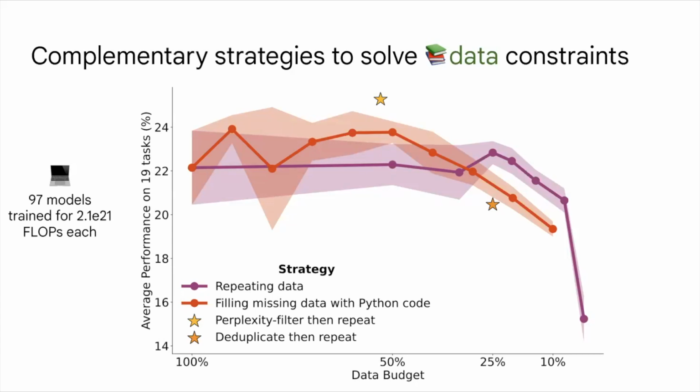We don't have to repeat. We don't have to fill with missing data or anything else, like filling the missing data with Python code. But then as we go to the right, and more of that data budget is not available, we have to use those strategies to make up for the missing data. And then we have all of those dots corresponding to one model for repeating and filling, the purple and red lines. We also display the standard deviation corresponding to 5 average seeds.